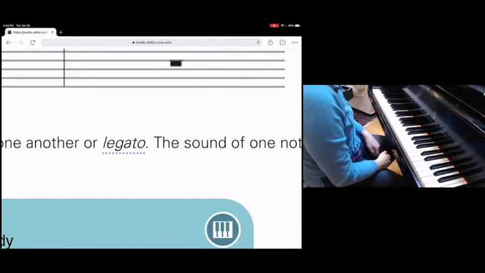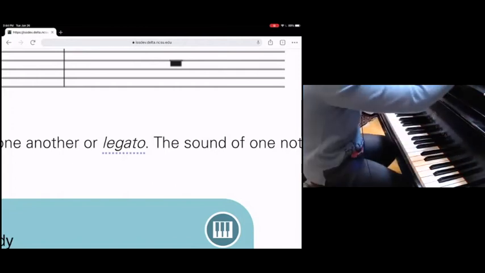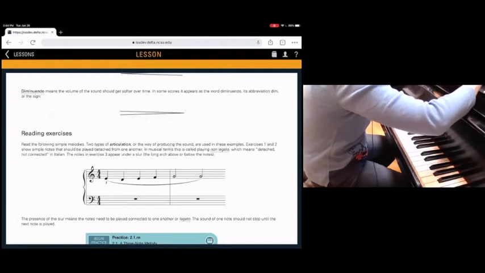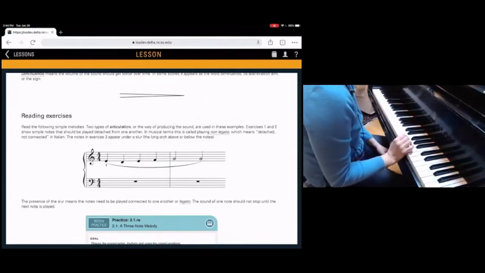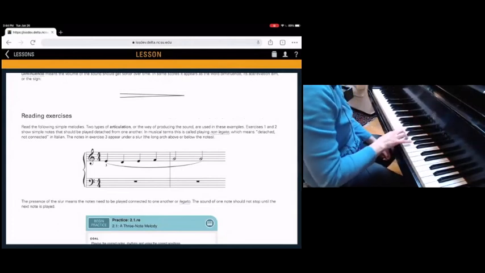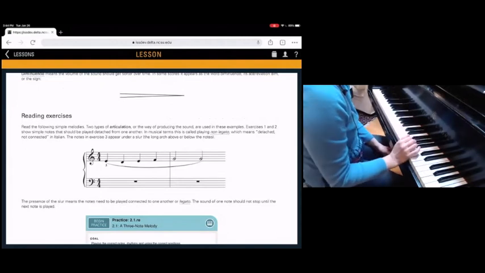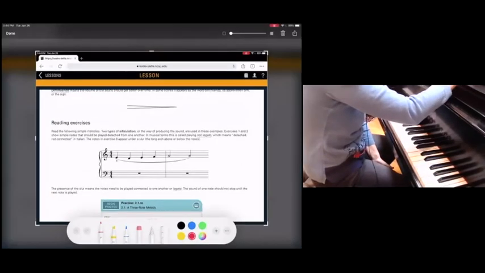By the way, when you click on this highlighted word, the glossary will pop up and will remind you what it means. So legato is connected. Non-legato is detached. You just play the key and release and then play the next key. Connected is indicated with the slur. This arch here is the slur.